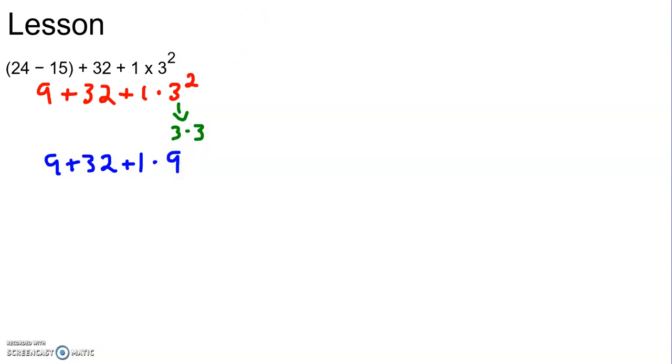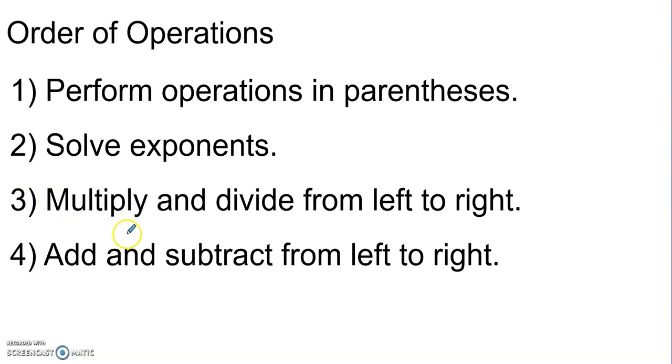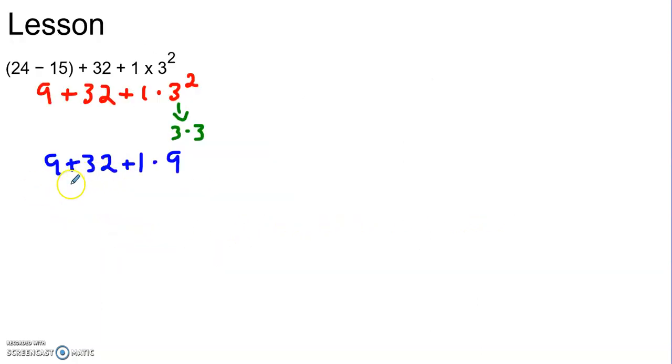Now I relook, do I have any more exponents? No. So now I need to go to the next thing. So I go to my rule 3, and it says multiply and divide from left to right. So I look here at my expression and I go, addition, not multiplication. Next one is addition, not multiplication. So now I need to solve the 1 times 9 because that is my multiplication.